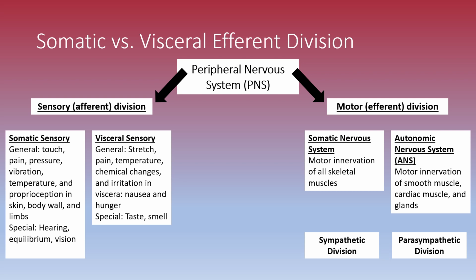Motor efferent division, somatic nervous system, motor innervation of all skeletal muscles. Autonomic nervous system, motor innervation of smooth muscle, cardiac muscle, and glands. And then the sympathetic division, the parasympathetic division.